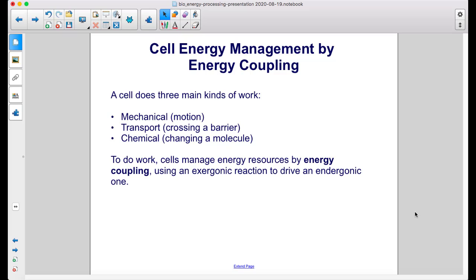A cell does three main kinds of work: mechanical, or motion, transport, or crossing a barrier, and chemical, or changing a molecule. To do work, cells manage energy resources by energy coupling, using an exergonic reaction to drive an endergonic one.